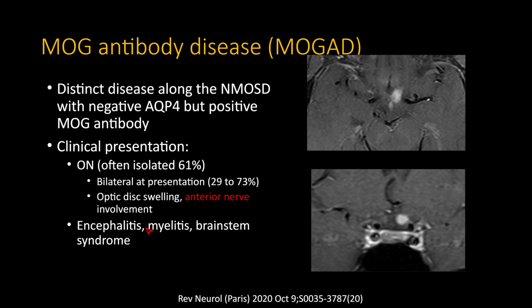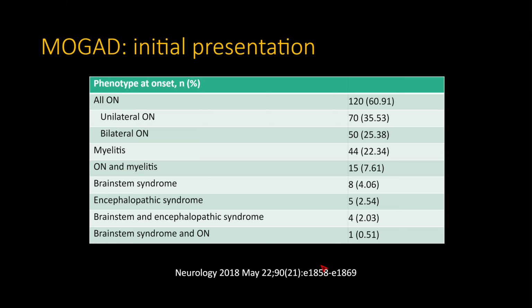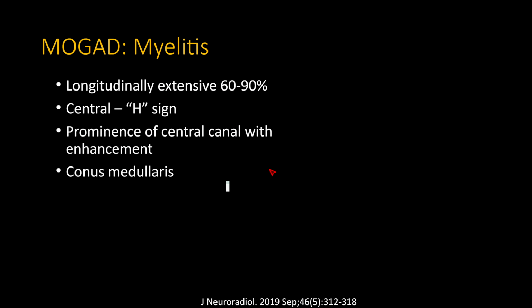After optic neuritis, the most common presentation of MOGAD is actually myelitis, and then after that would be things like encephalitis and brainstem syndrome. Here's just an enumeration of the initial presentations you can see in MOGAD, and you can see that optic neuritis is most common, followed by myelitis, and then after that, a combination of optic neuritis and myelitis, and then everything else much more rare compared to those two phenotypes.